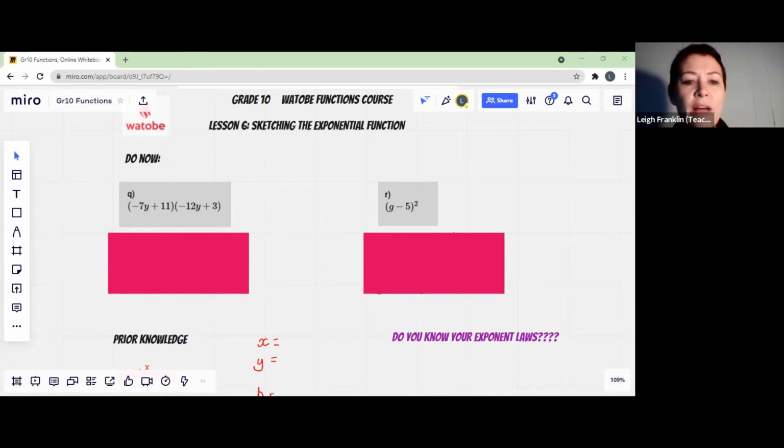Okay, well, hopefully I've given you guys enough time. I don't mean to rush you, but I obviously want us to get started on our lesson. So we're going to be talking about sketching the exponential function today. But before we can talk about sketching the exponential function, there are a few things that we need to go through and make sure that we know in order to be able to answer these questions. But we'll talk about that in just a minute.